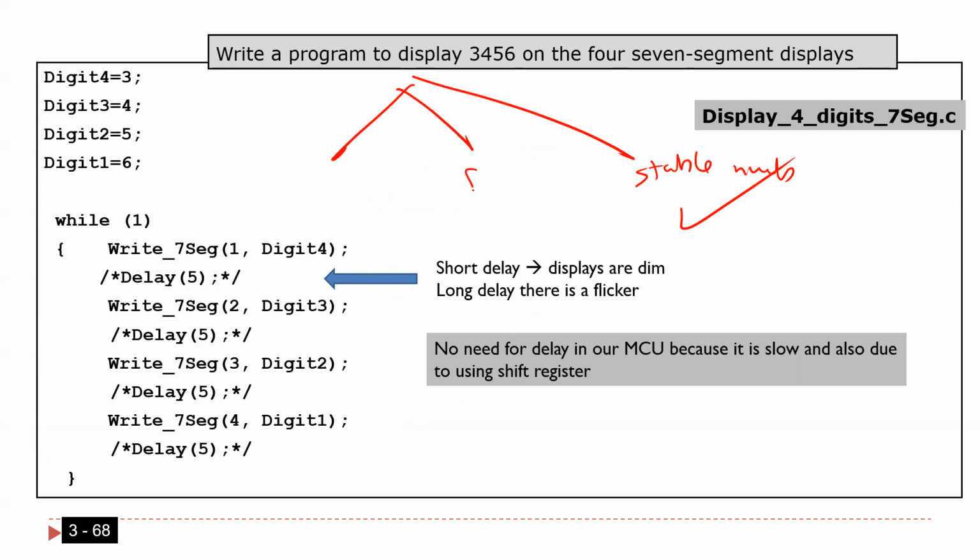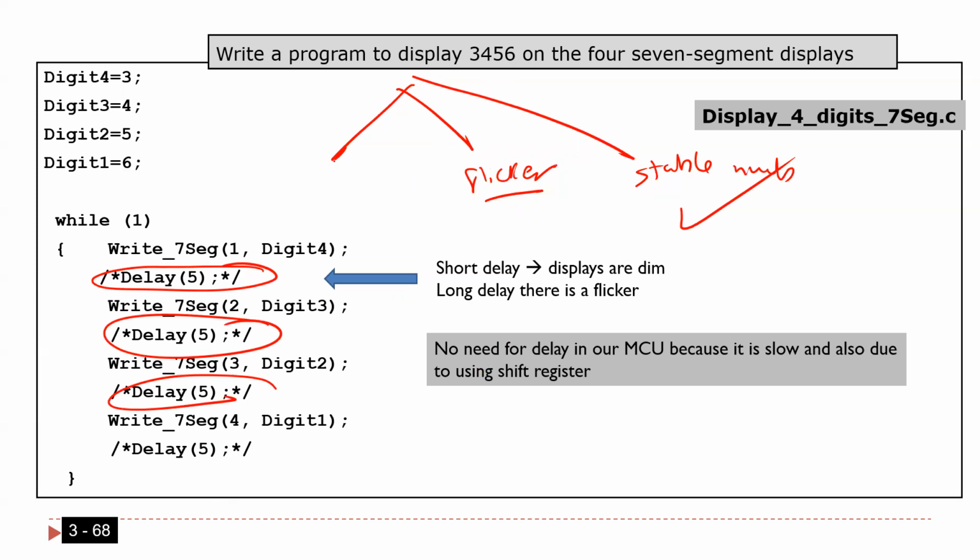Also, you can see flicker. I'm going to show you the video of the flicker right now. Flicker means you can see on and off. Some of them are on. It's not a stable number. So what does it mean if you get flicker? It means that there is a big delay here between these ones. That's why you can see flicker.